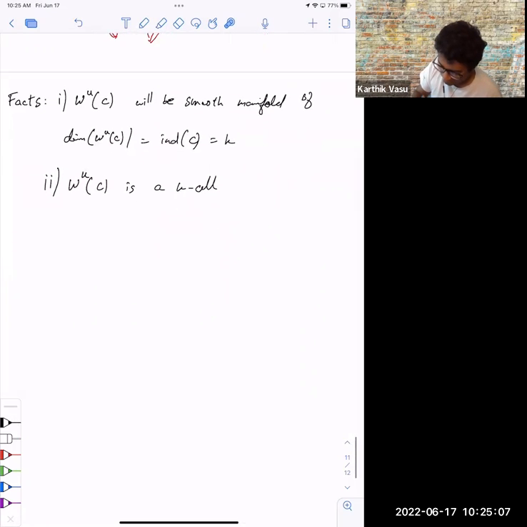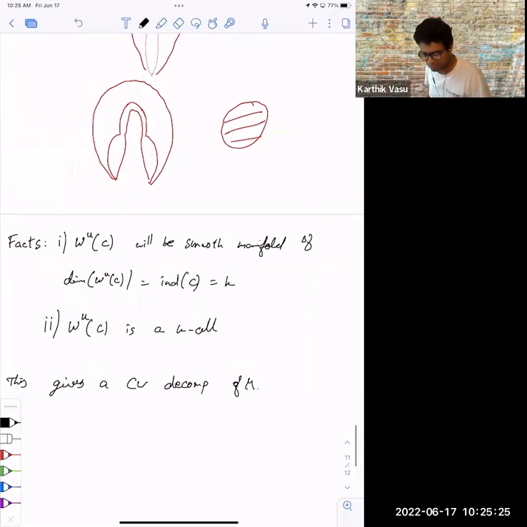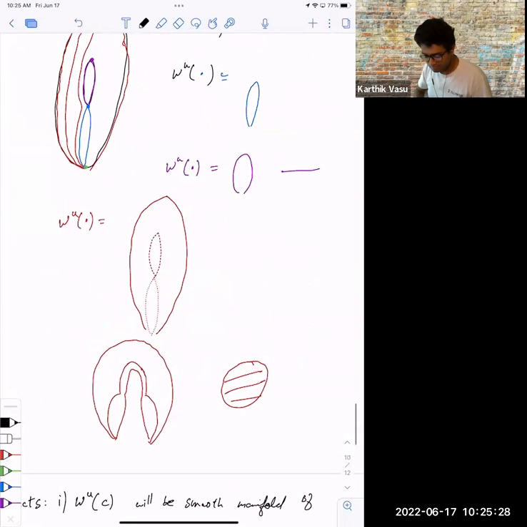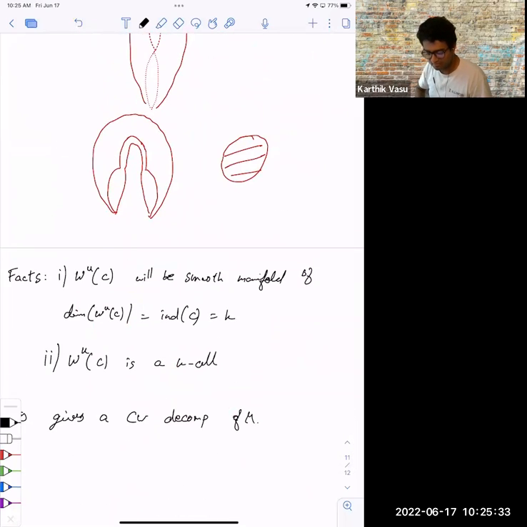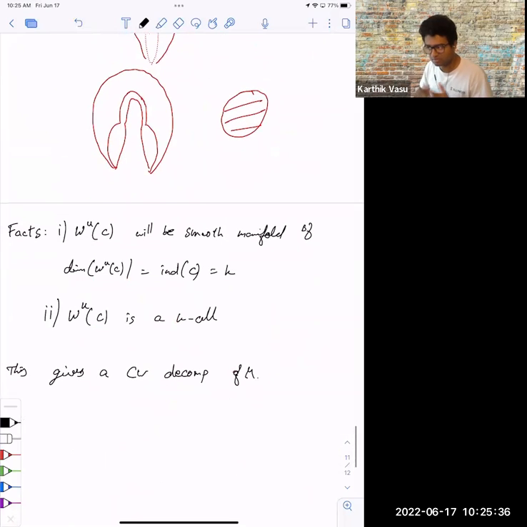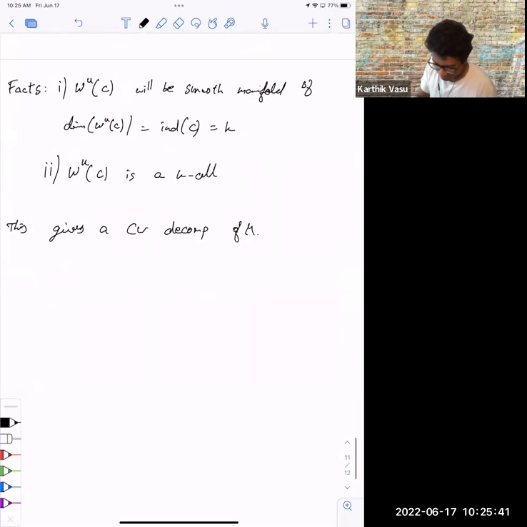Right. So because we have such a decomposition, this gives a CW decomposition of M. So now this has captured the topology in a way. And whenever you have a CW decomposition, you can compute the homology using the cell complex, the cells you have. So maybe I can do Morse homology a little bit.